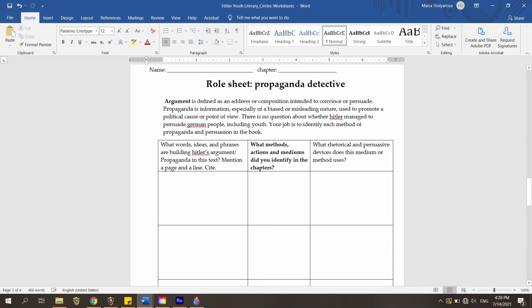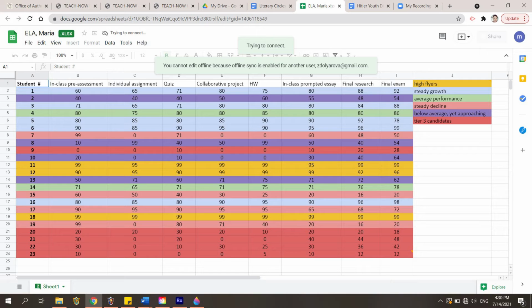So we will have, instead of, let's say, heterogeneous group where critical thinker here, summarizer here, and propaganda detective argument analyzer here, would be regrouped into homogeneous groups. Kids who chose less challenging or more challenging tasks for better understanding.